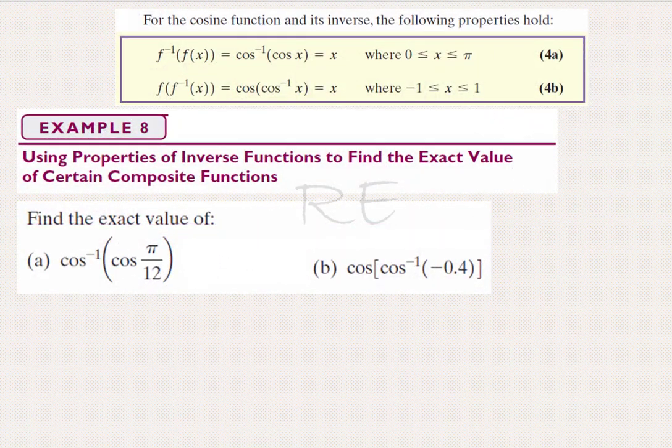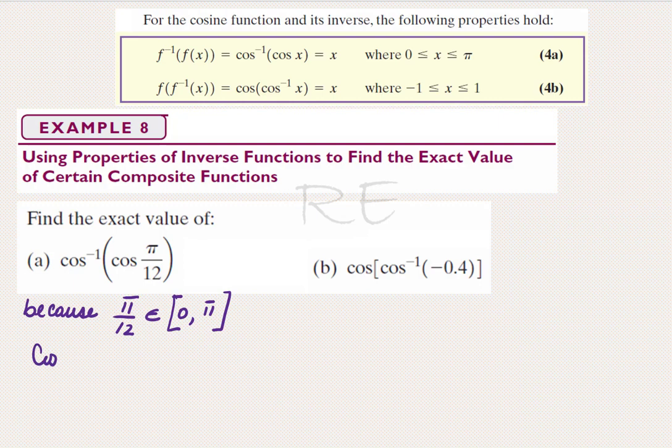Because pi over 12 is between 0 and pi, the inverse exists, and the inverse cosine of cosine pi over 12 is equal to pi over 12.